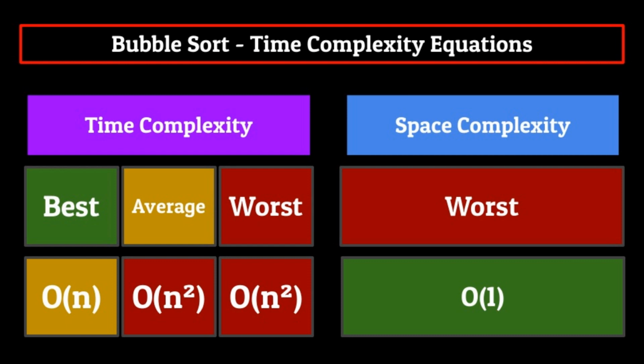So there they are, the time and space complexity equations for bubble sort. A little more efficient than selection sort, but still incredibly inefficient compared to other sorts that we'll talk about. And because of that, bubble sort's common uses are few and far between.